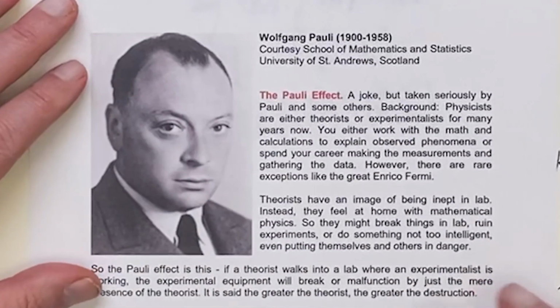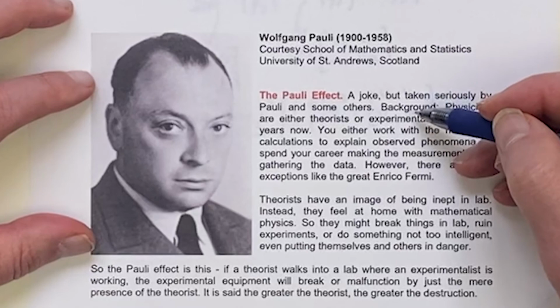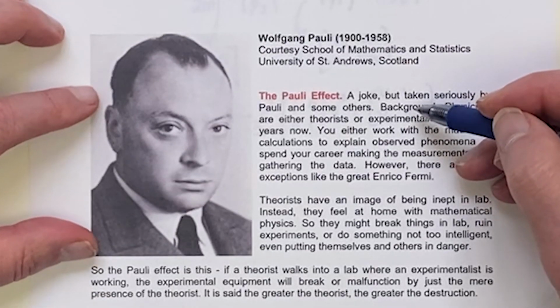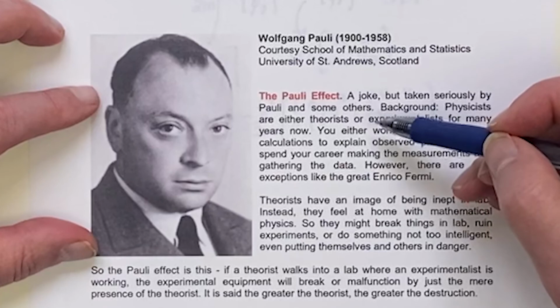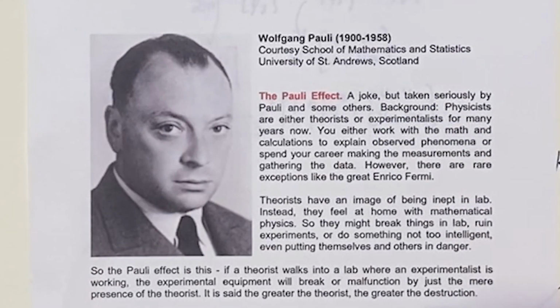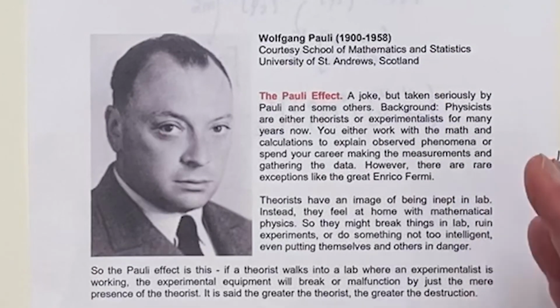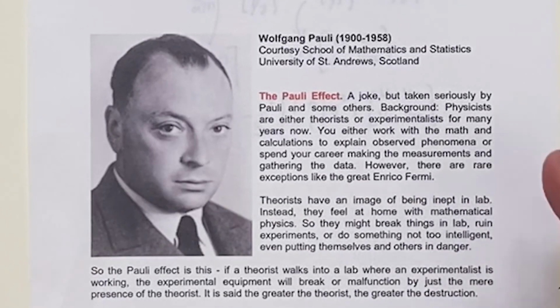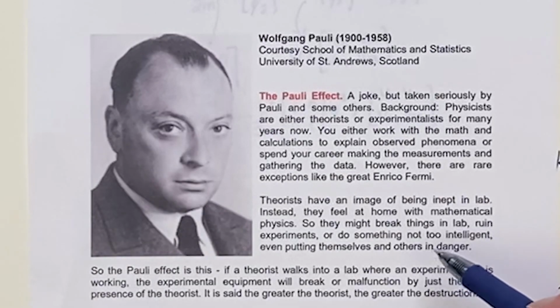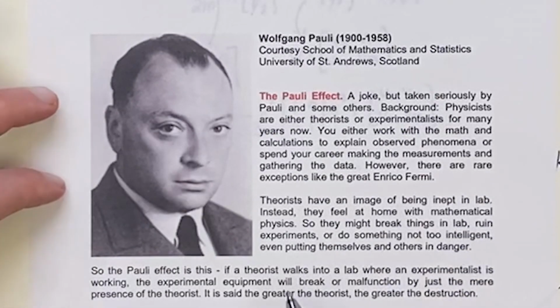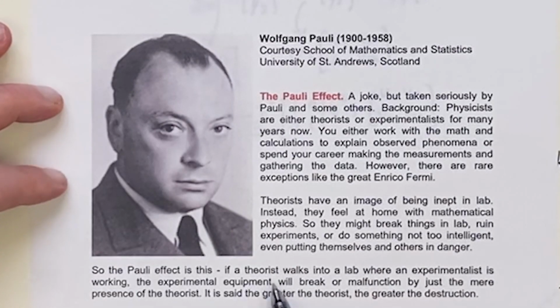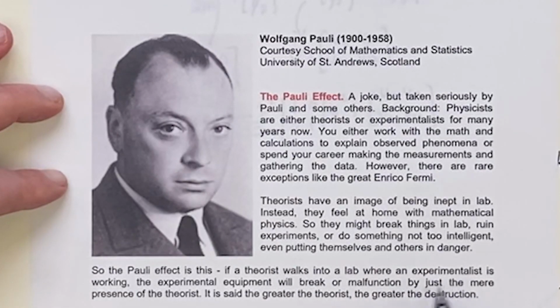Wolfgang Pauli, the Pauli effect: the theoretical physicist, incompetent in the laboratory. Things break if he even shows up. So that's the famous Pauli effect, that if Pauli shows up, your experiment won't work. And one time an experiment didn't work and they found that Pauli was at the train station in the town. This is sort of the idea that the theorist walks into the lab when the experimentalist is working, and the equipment starts to break or malfunction just by the mere presence of the theorist, the Pauli effect.